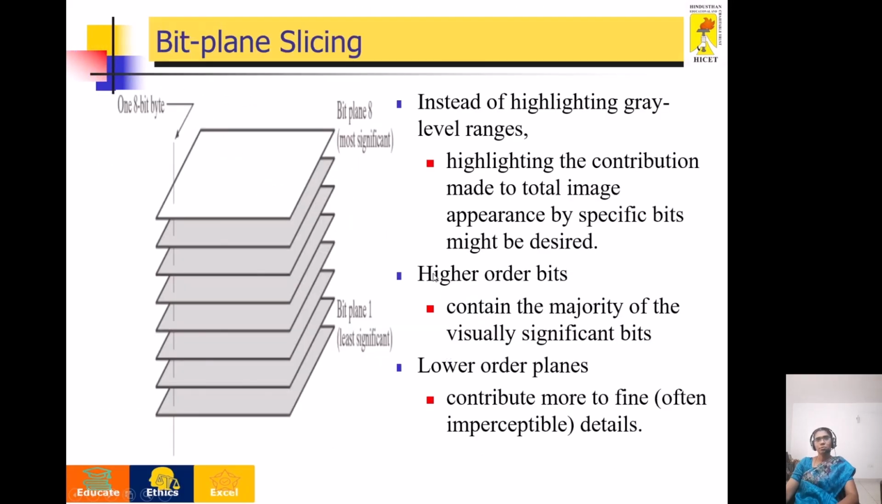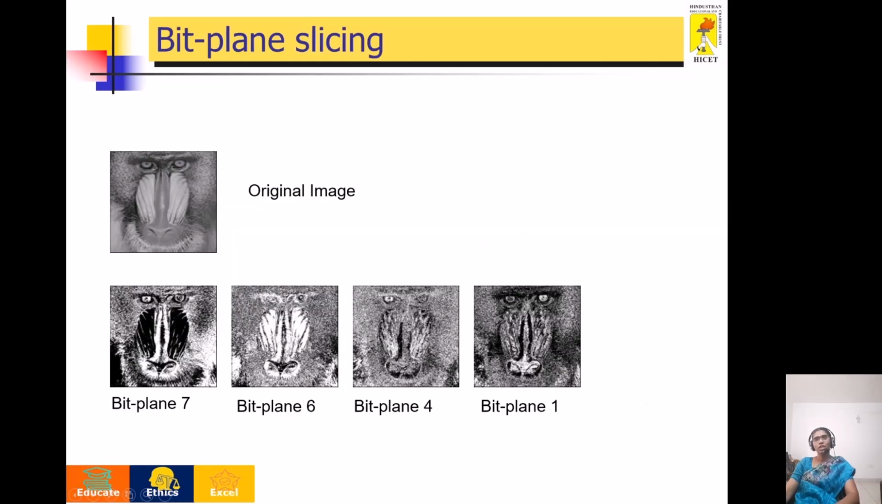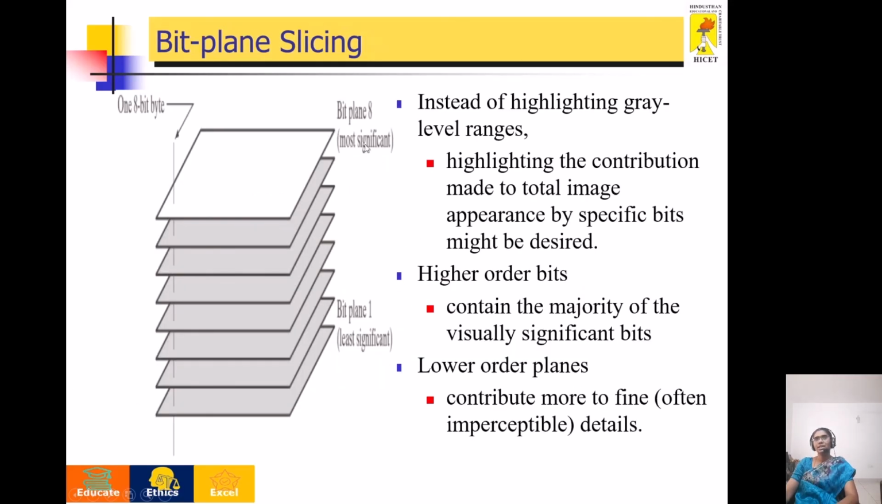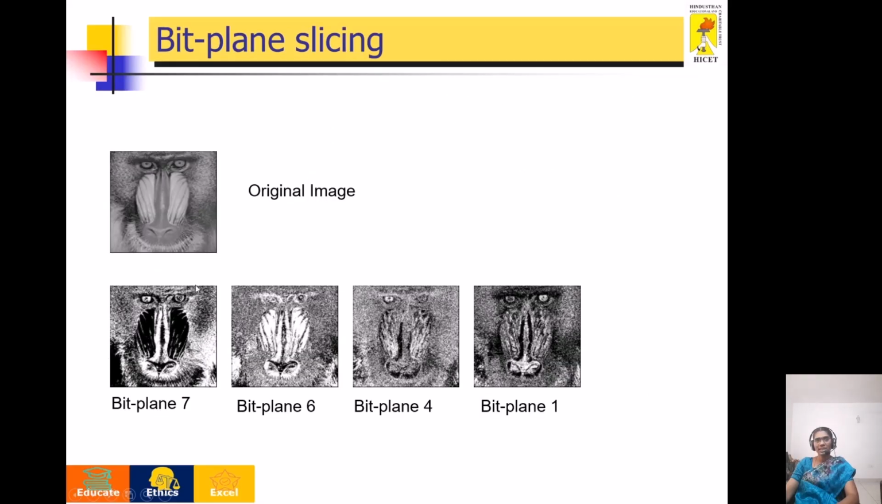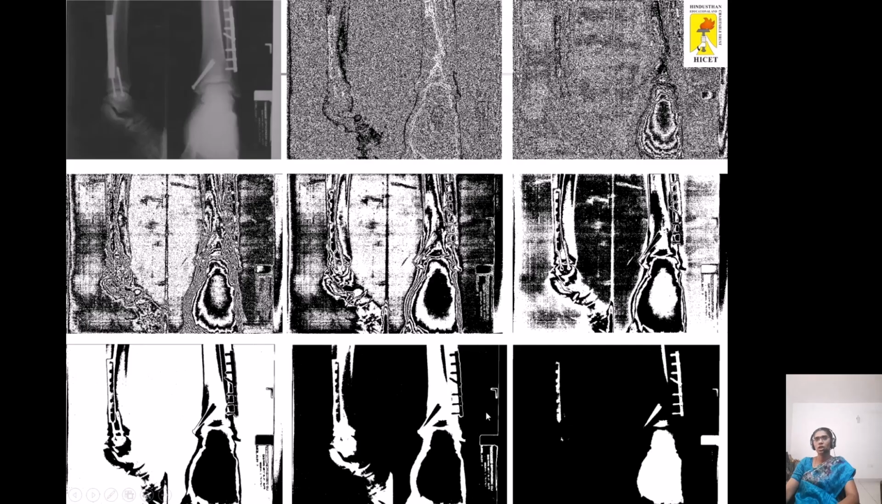Last category is bit plane slicing. Instead of highlighting the gray level ranges, we are going to highlight the contributions which are made to the total appearance by means of bits. Higher order bits will obviously provide major significant data and lower order bits will provide the least significant data. So you can highlight the image based upon the bit plane details. For example, this is the original image and bit plane 7, 6, and likewise if you go on, you can visualize that higher order bit planes provide you the major detail and minute details are provided by the lower order bit planes.